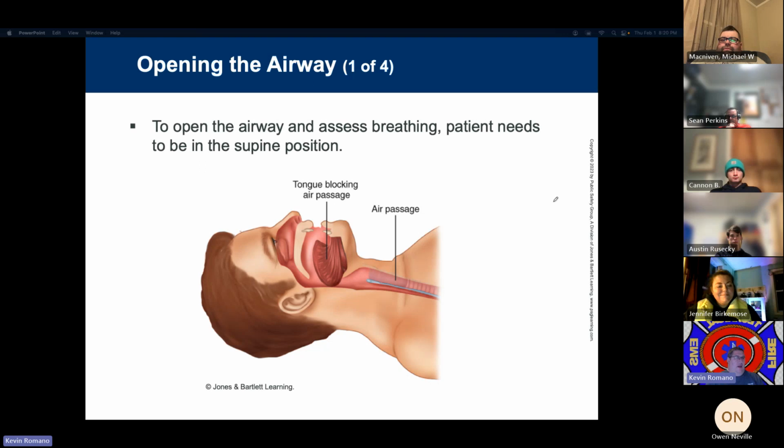All right. So a lot of BLS stuff here, opening the airway. We open the airway because the tongue is blocking the air passage, as you can see down here. So we do a head tilt chin lift, or we can use a modified jaw thrust maneuver to open that up to allow for air passage to work going down into the lungs.